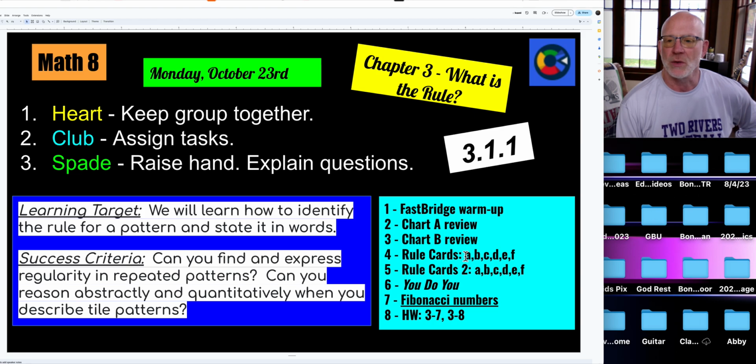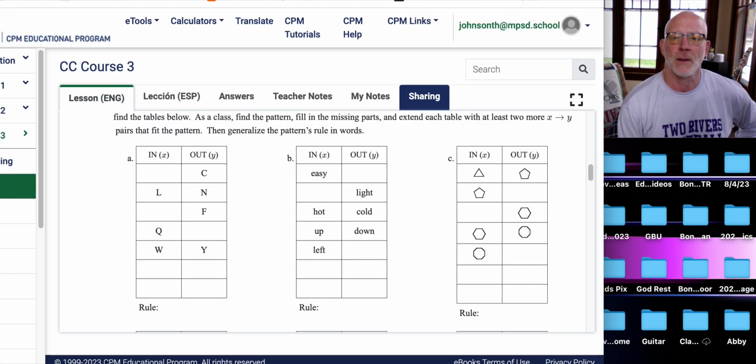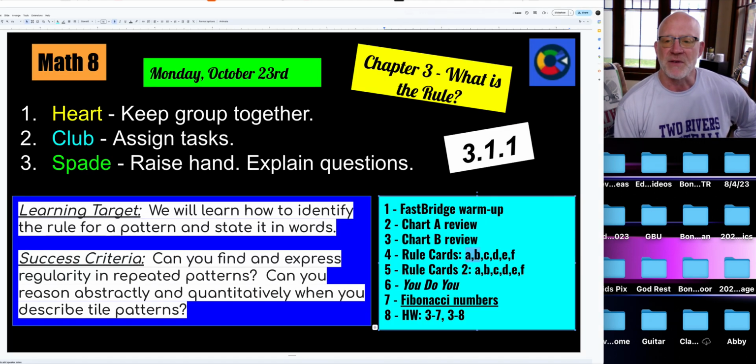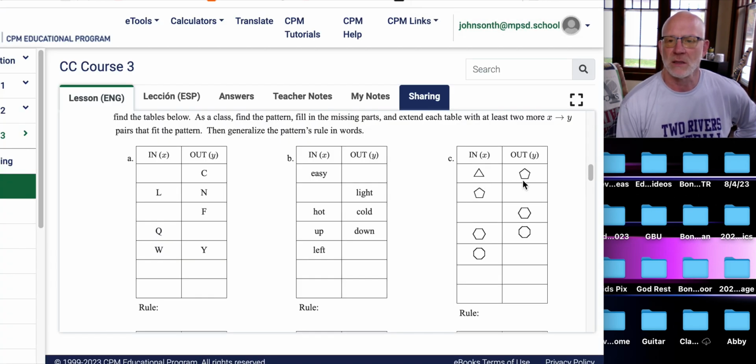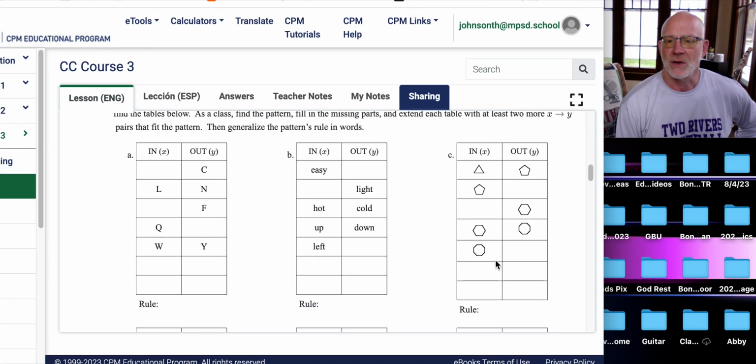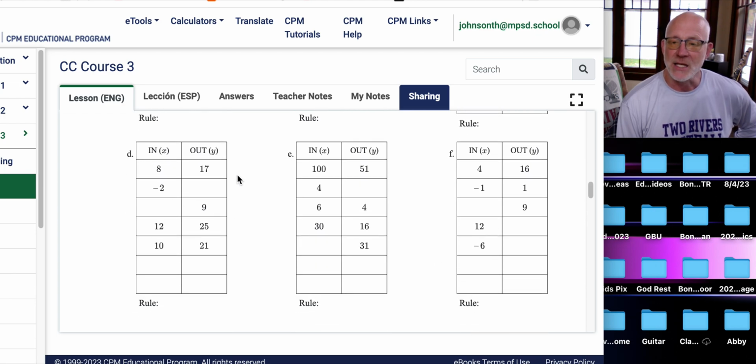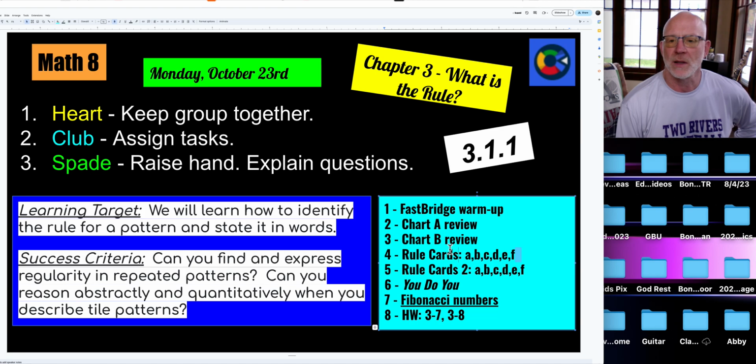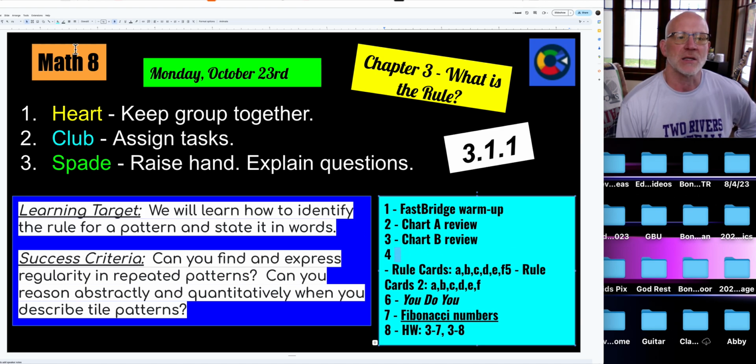And then I'll get you B. And B looks like this. Easy, blank, blank, light, hot, cold, up, down, left, blank, blank, blank, blank, blank. If you can figure out that one, then we're going to C. C looks like this. See if you can figure out the rule between those shapes. Then D, then E, then F. So these are all one color, and these rule cards are a different color.